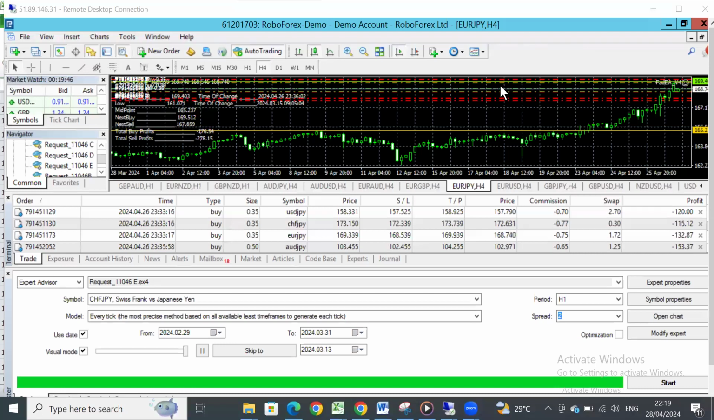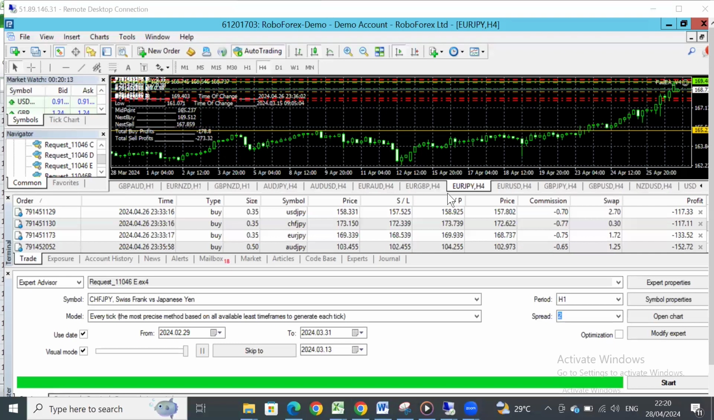So according to this strategy, you can see from the information that we have on the EA, it tells us the price of the highest at 169.4. It tells us the time of change on the 26th of April. For the low, it tells us the price at 161.0, and it tells us the time of change on the 15th of March.